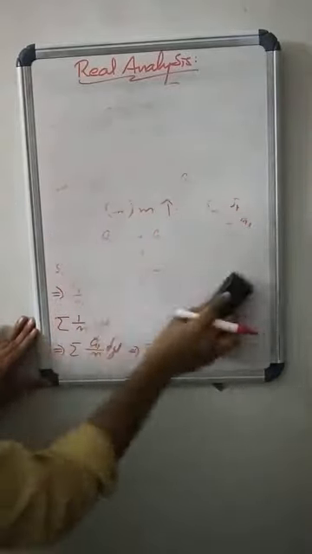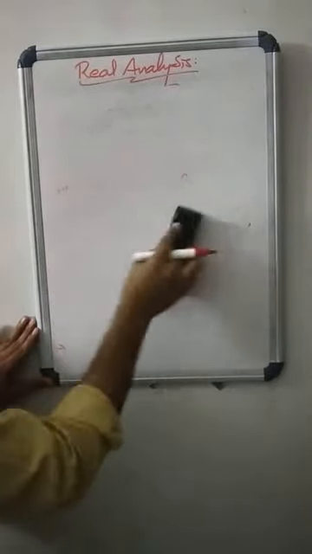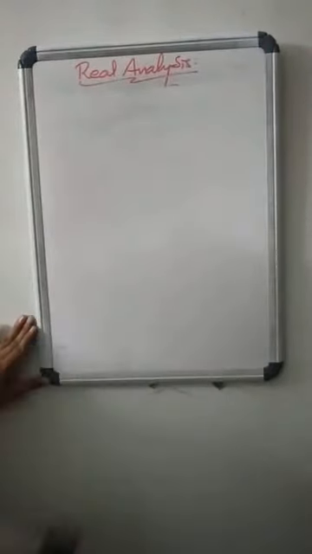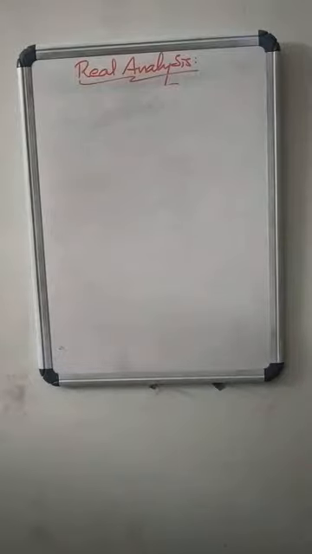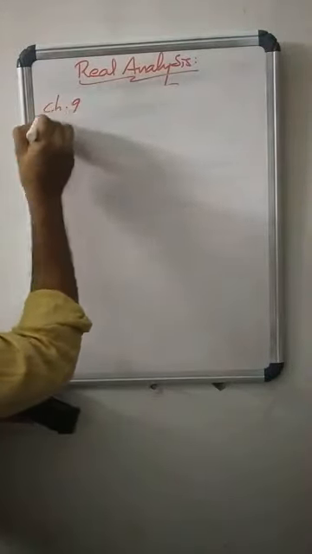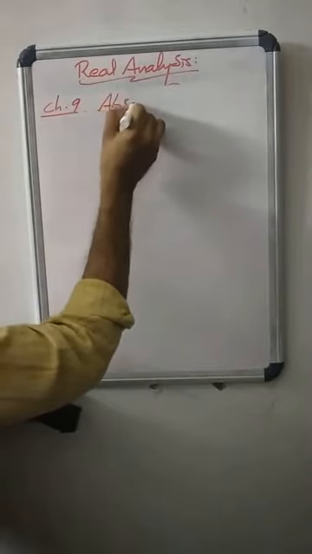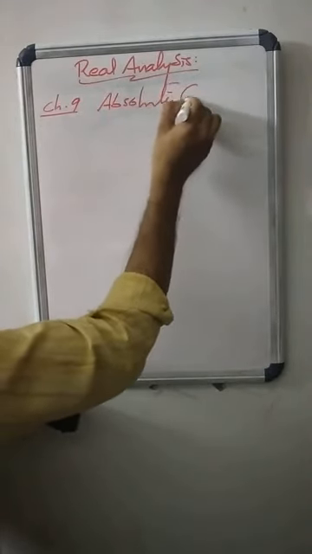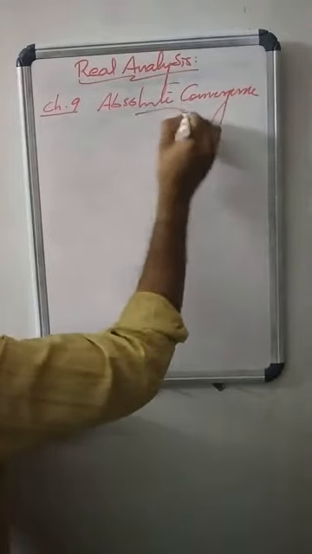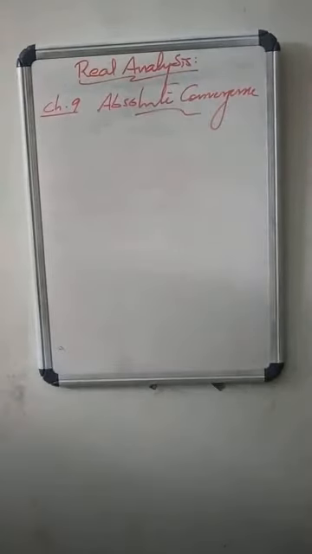Now let us consider the next chapter, chapter 9, absolute convergence. What is that? Absolute convergence means convergence splits into absolute convergence and non-absolute convergence. Non-absolute convergence is also known as conditional convergence.